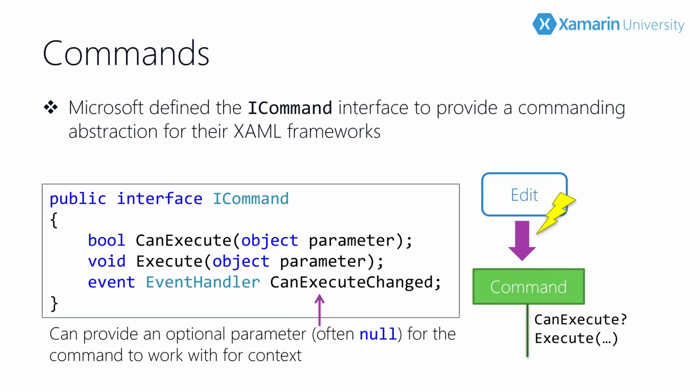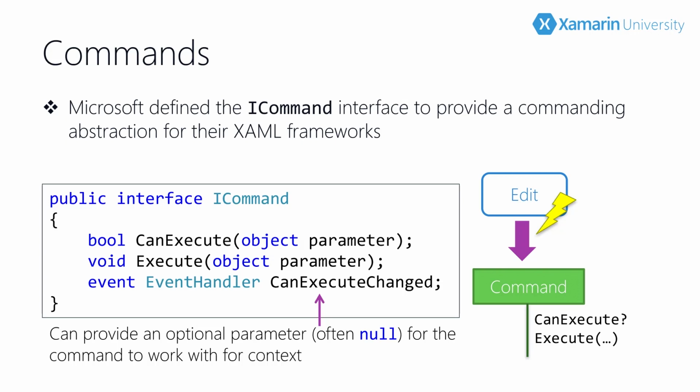Microsoft formalized this pattern for WPF with the ICommand interface. This has two methods and an event. The CanExecute method is called by the UI element to determine if the command is valid at that moment in time. In platforms that support this directly, the response will influence the visual state of the control. For example, buttons will be disabled when CanExecute returns false.